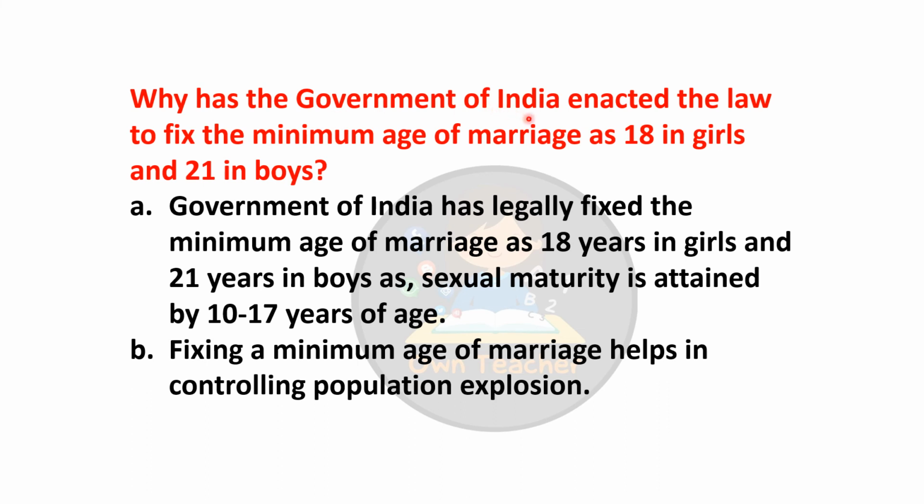Why has the Government of India enacted the law to fix the minimum age of marriage as 18 in girls and 21 in boys? Government of India has legally fixed the minimum age of marriage at 18 years in girls and 21 years in boys, as sexual maturity is attained by 10 to 17 years of age. Fixing a minimum age of marriage helps in controlling population explosion.